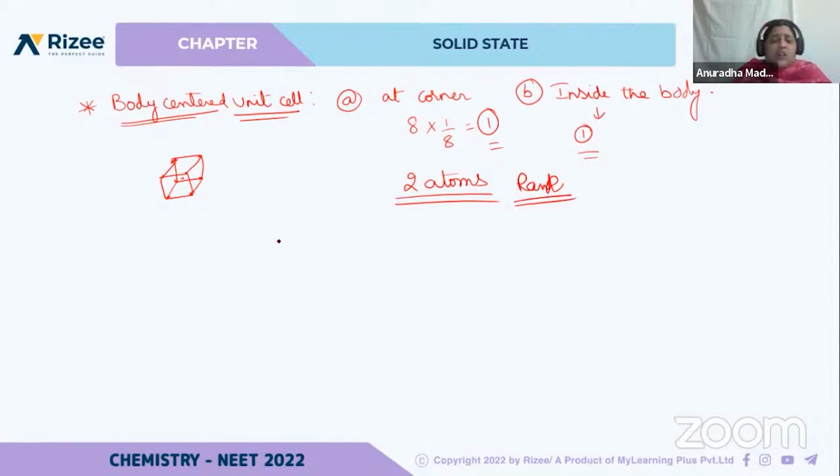Atoms should be arranged at corners, and also inside the body. We know that 8 corners are present, and 1/8 of the atom is coming into the unit cell, so the total amount of atoms is 1. And as well, we are throwing one atom into that box. Completely it goes, so 1 atom inside the body. So the total amount of atoms is 2. That is the rank. Next one, last one.